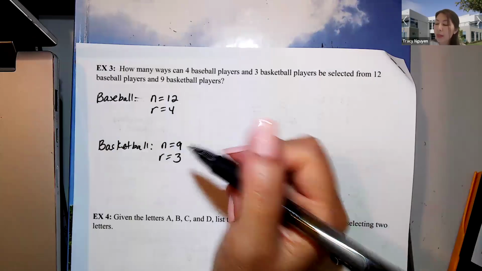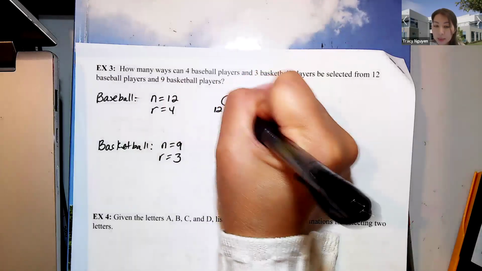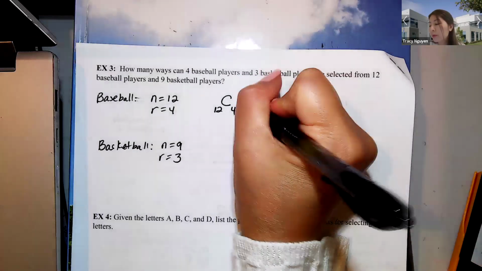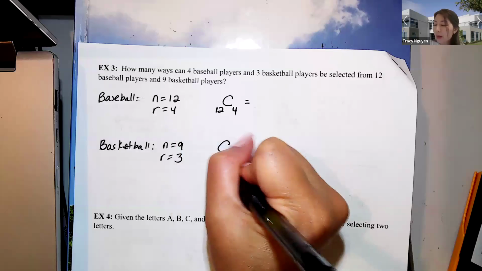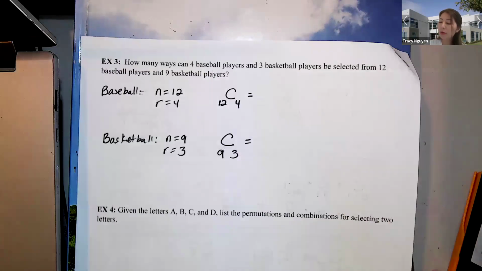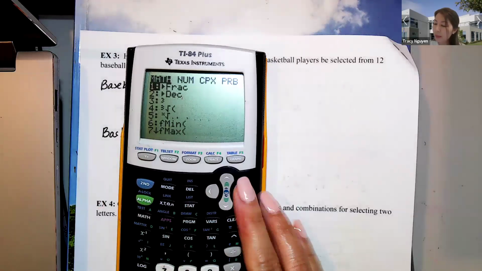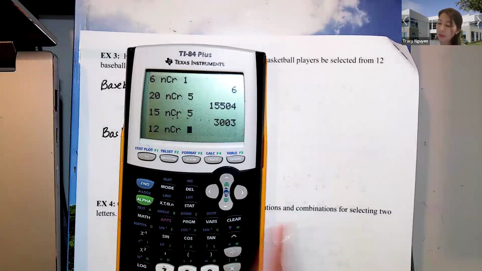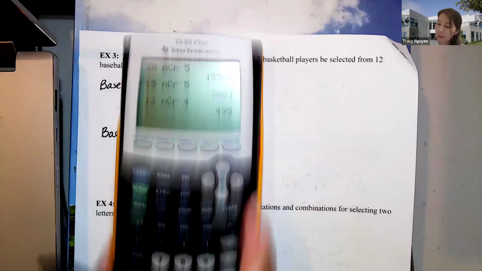We're just picking 4 out of the group of 12, so that's the combination of 12 choose 4. We're just picking 3 out of the group of 9, so the combination of 9 choose 3. We're going to work out each one here. 12, math, PRB, go down to combination, 12 choose 4. That gives 495.